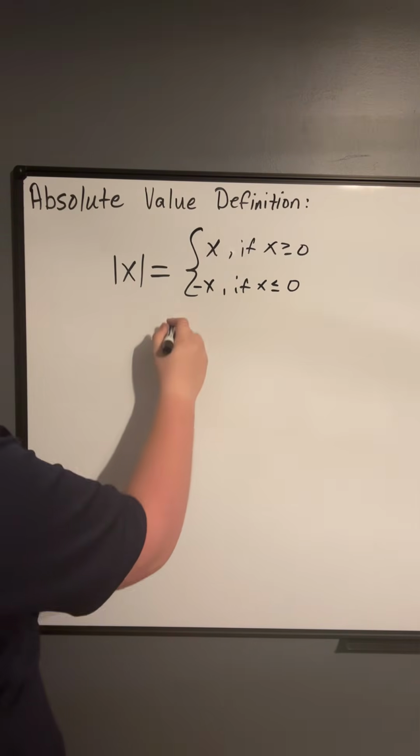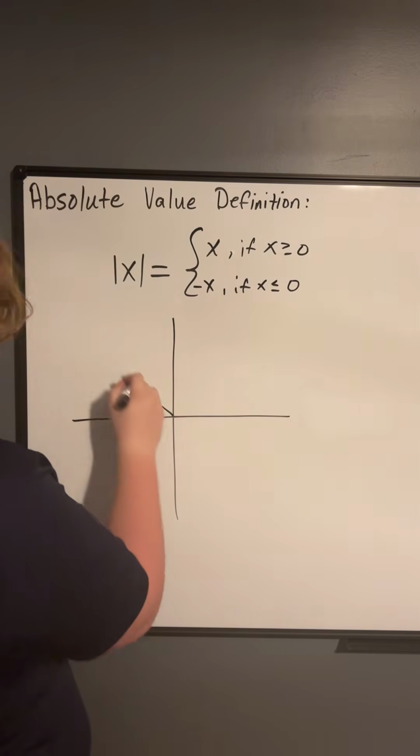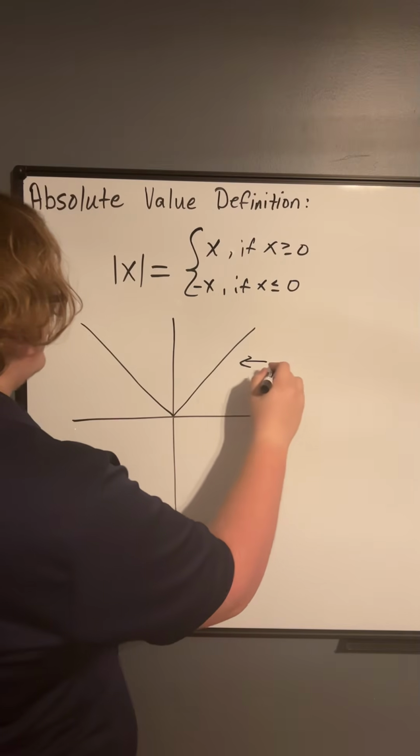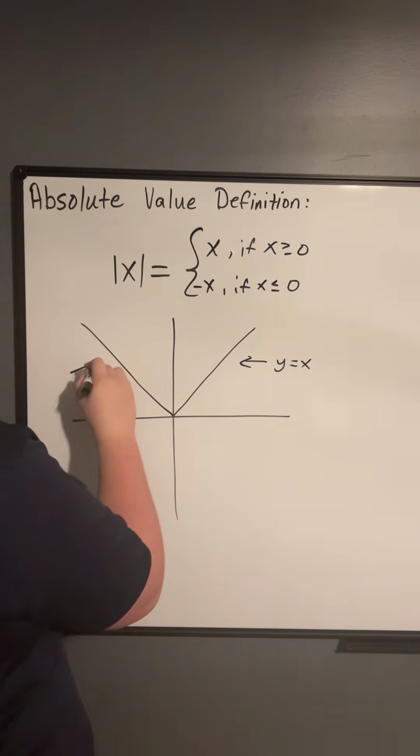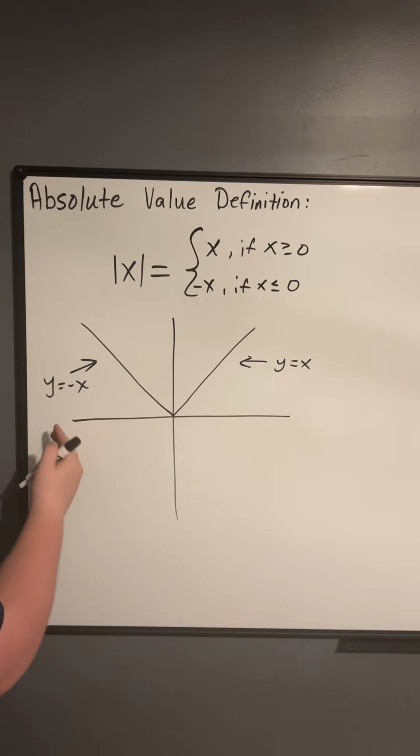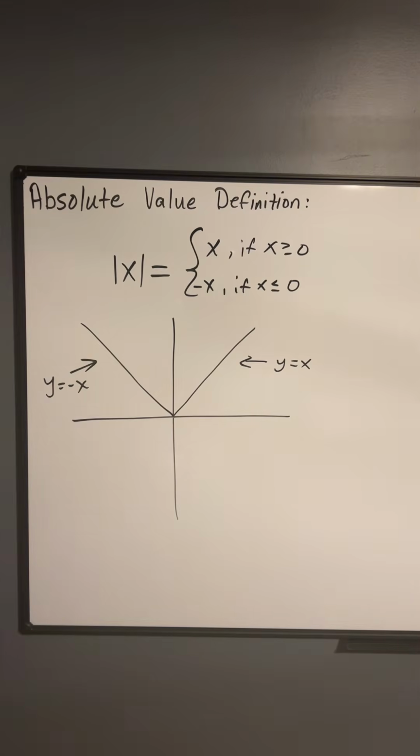Okay, and this kind of makes a little bit more sense if we look at the graph of the absolute value. The absolute value function makes this V shape. Now notice that this part is y equals x, and this part is y equals negative x. So when x is less than 0, we're going to use negative x, and when x is greater than 0, we're just going to use x. So this is the formal definition of the absolute value function.